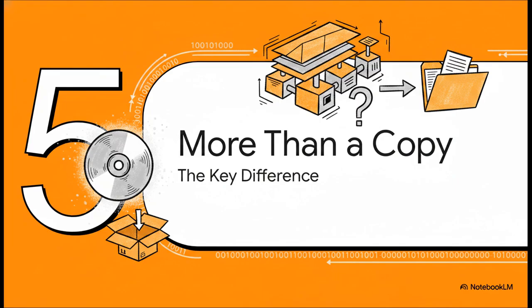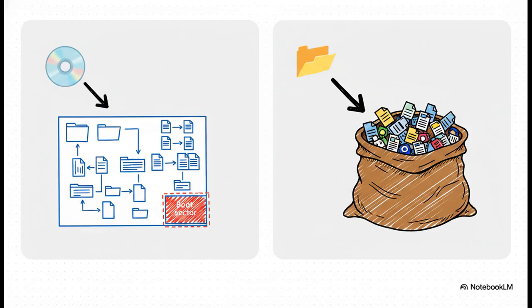So we know it's a perfect copy, but what really separates an ISO from just zipping up a folder full of files? Let's make that key difference totally clear. Okay, here's the bottom line. A zip file, it's just a bag of files. A convenient bag, but a bag nonetheless. An ISO, on the other hand, is a perfect structural replica. It has the entire file system, and this is the most important part, it can be bootable. A zip file just can't do that. It doesn't have the blueprint, it only has the contents.